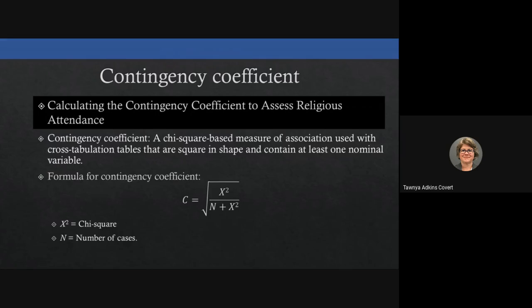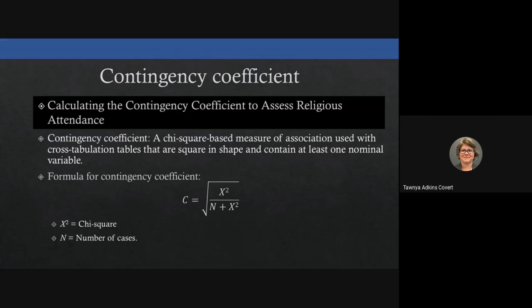So the contingency coefficient is generally used on larger cross tabulations. So when you have at least a 5 by 5 table, where you have at least 5 columns and 5 rows, and it can only be used when you have equal rows and columns. So they have to be in the shape of a square. So a 5 by 5, a 6 by 6, and so on. The example that I'm going to show you uses the 2 by 2, but I just wanted to show you how it's calculated and where the numbers get plugged in, and I didn't want to come up with another example since we're already using this religious attendance example.